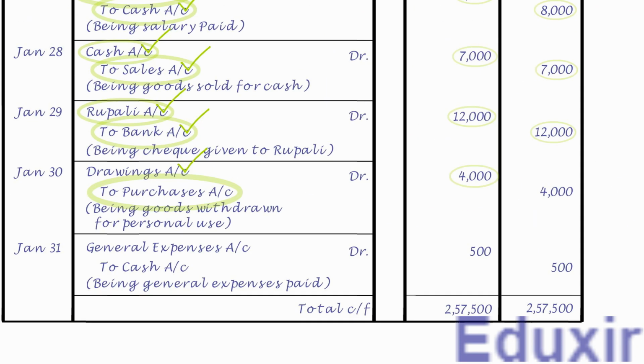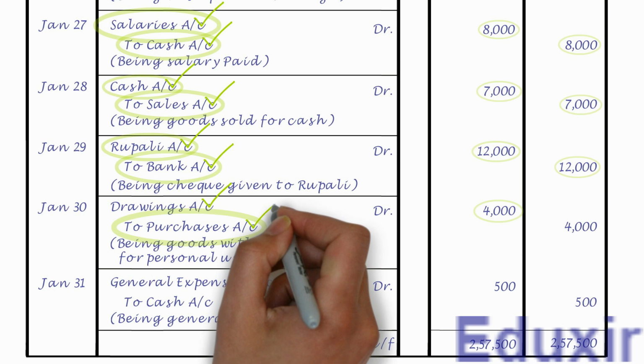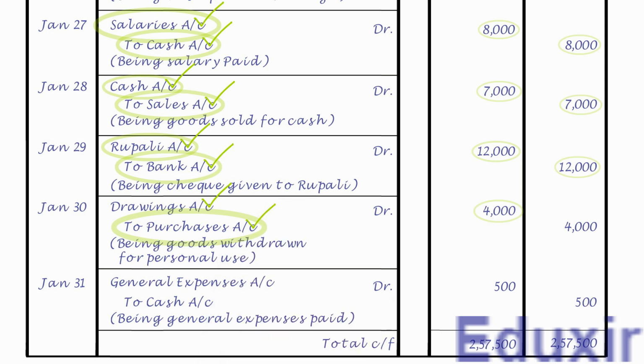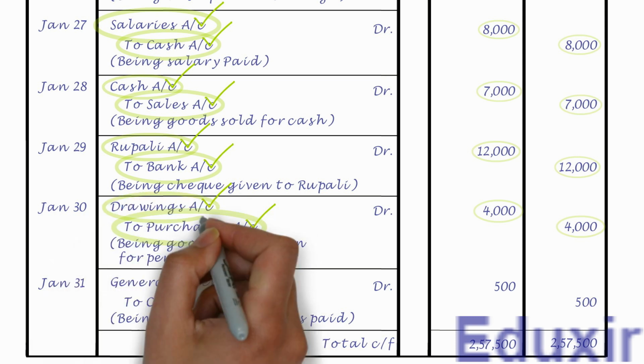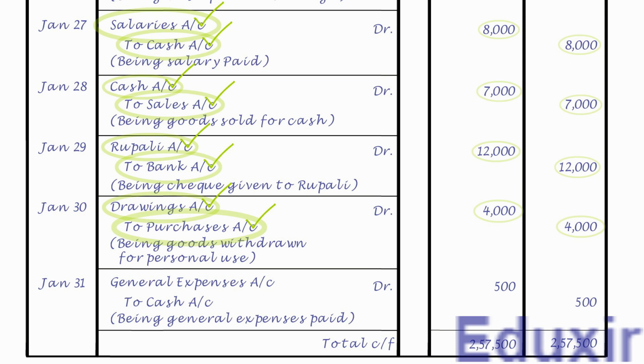As the name suggests, it needs to be posted on the credit side of purchases account and the credit amount is 4000 rupees. Note that the details that need to be posted into the particulars column is drawings account. We already have purchases account. Let us now post this entry into that account.